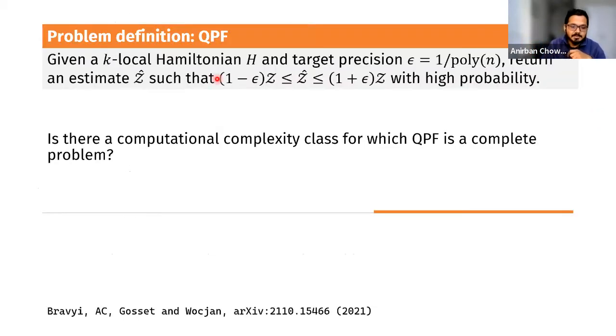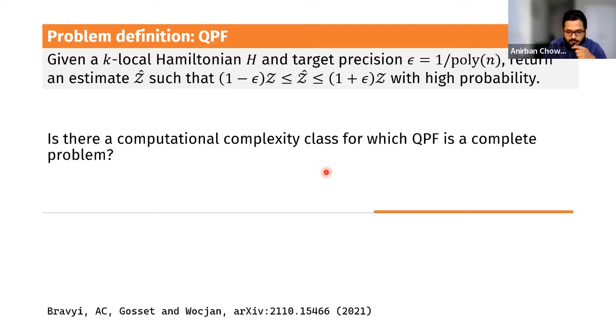We're interested in this particular formulation of the problem: given a k-local Hamiltonian, where the locality is in the computer science sense, which means that each term in the Hamiltonian acts non-trivially only on a constant k number of qubits. We want a multiplicative, or relative, approximation to the partition function with some precision which is inverse polynomial. And the question we want to answer is, is there a computational complexity class for which this QPF is a complete problem?